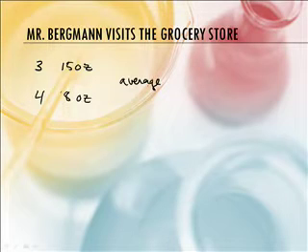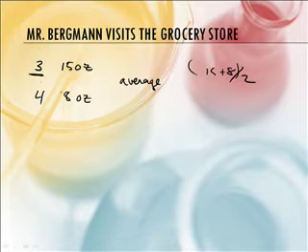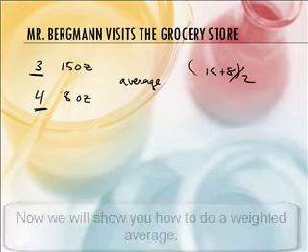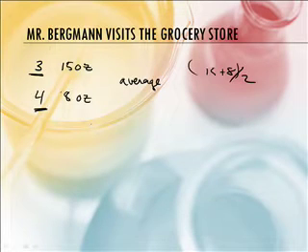Now, shouldn't I just take 15 plus 8 divided by 2, right? Well, you can if you have equal numbers of things, but we don't have equal numbers. We have 3 of one, we have 4 of another, so we're going to have to do a weighted average. So how do we do a weighted average? Well, you're going to have to take the mass times the percent. Okay, so we're going to have to figure out that percentage.